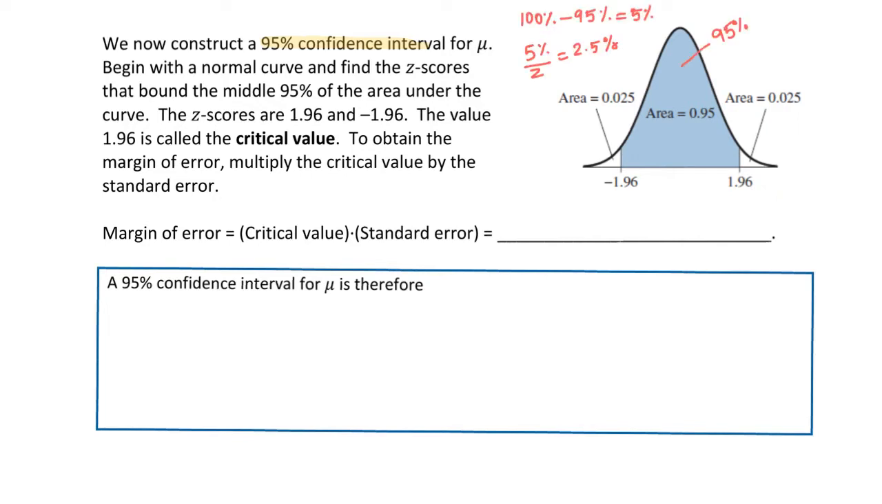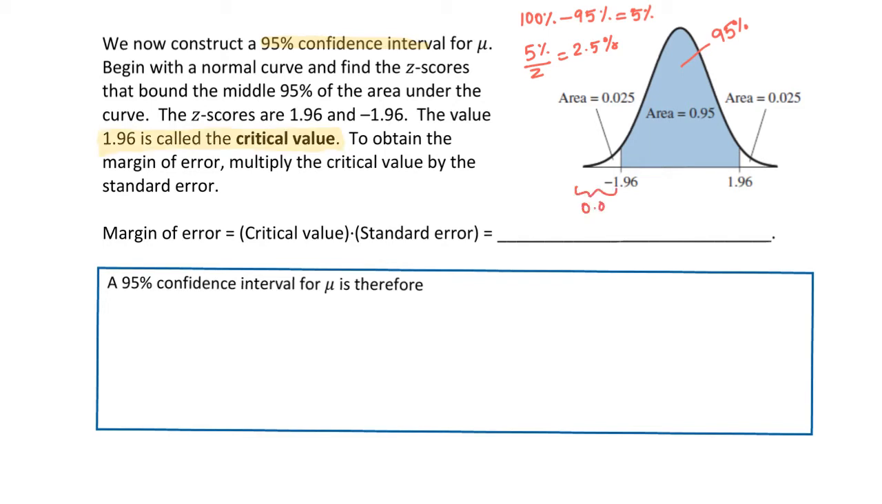We can use the table to find the z-scores that bound the middle 95% of the area under the curve. So the z-scores will be negative 1.96 and positive 1.96, because these z-scores are equidistant from the mode since the normal curve is symmetric. So one will be negative, the other will be positive. The positive value is called the critical value. So 1.96 is called the critical value.